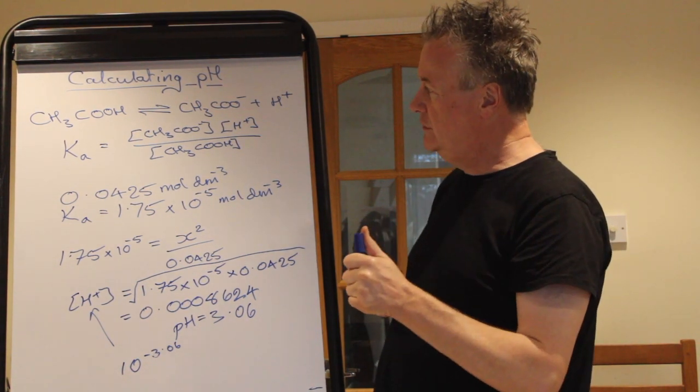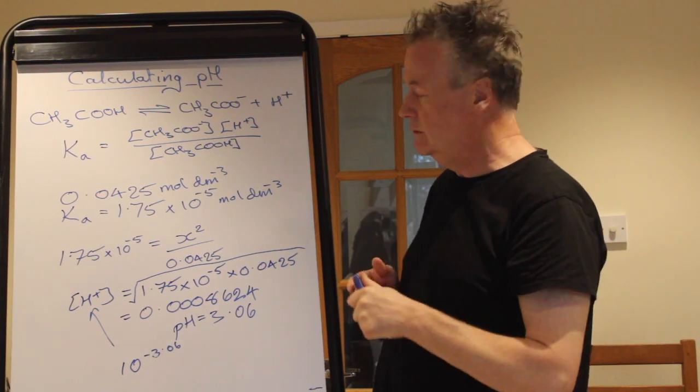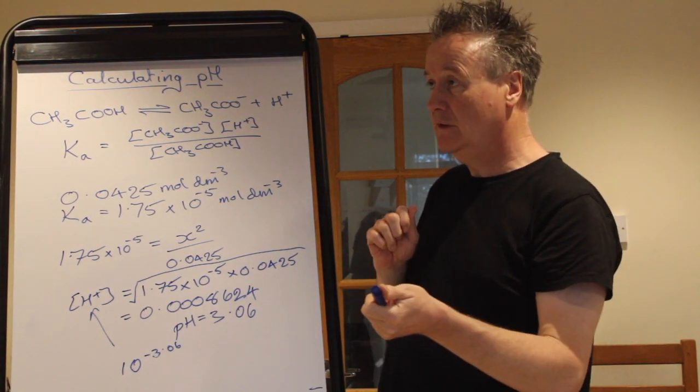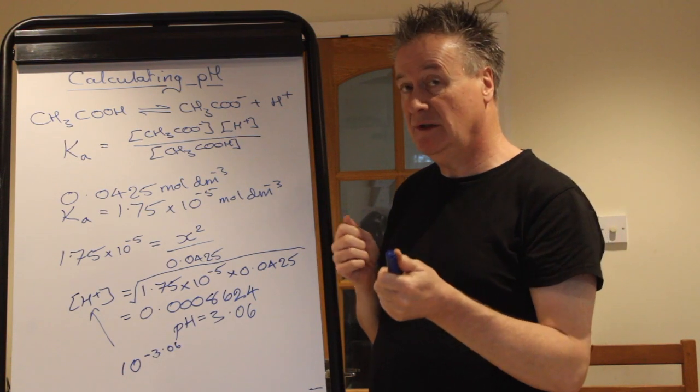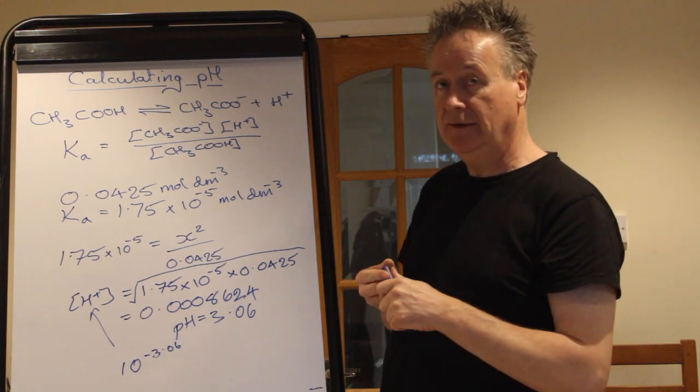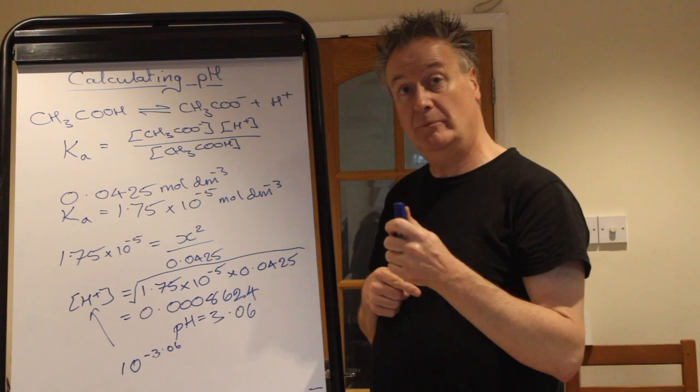But I also want to do one little extra thing, which is what happens if you've got what's called a dibasic or a diprotic acid. Now we're going to take a little pause.